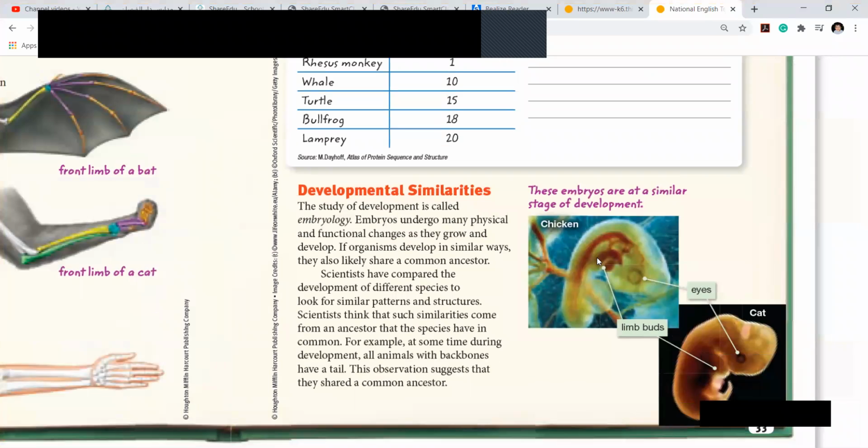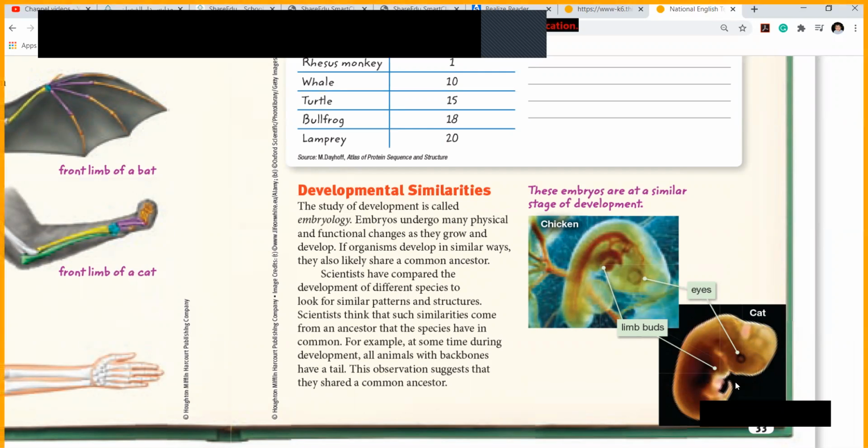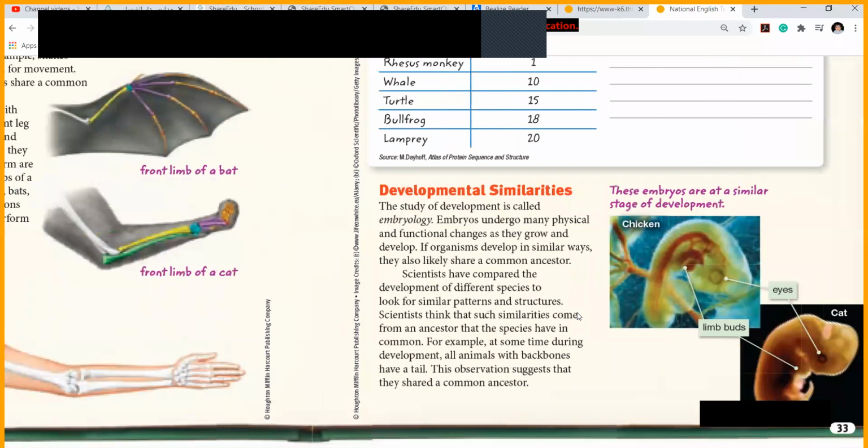They say the embryo of the chicken is like the embryo of the cat. It looks the same when it is in the womb of the mother. The chicken and the cat. Do you see how similar they are?